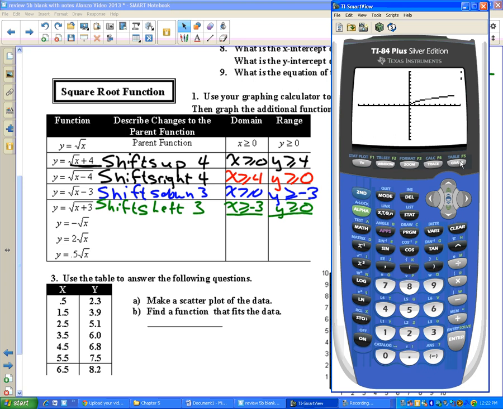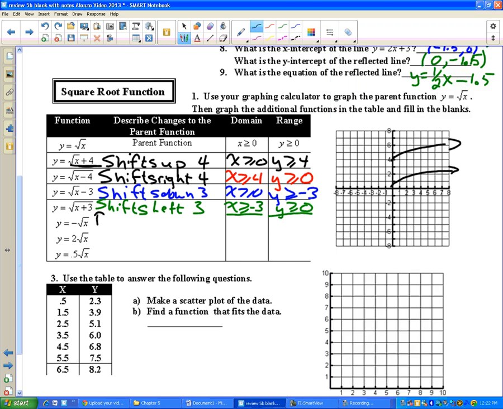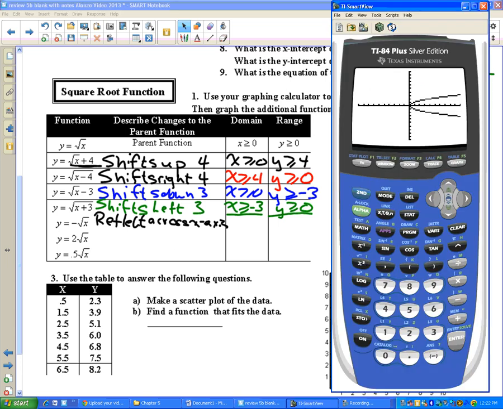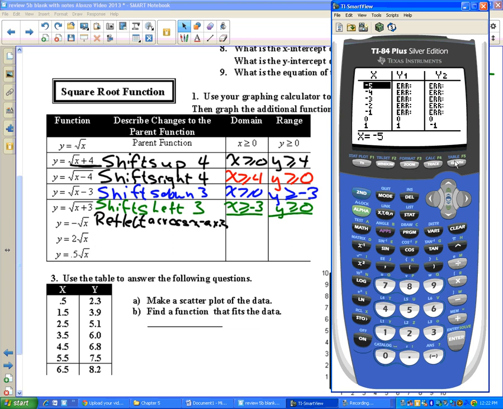Hit graph. And so this is going to reflect across the x-axis. Okay. So what does this do to my x's and y's? If I go second graph to go to my table, it looks like x is going to be greater than or equal to 0.